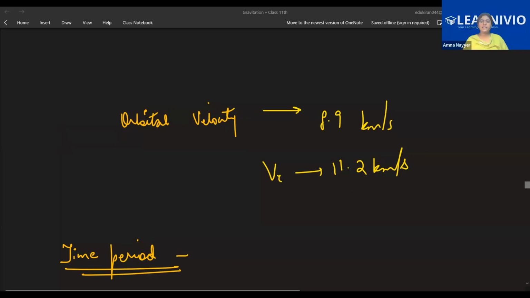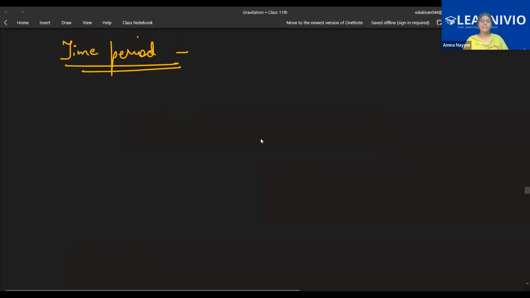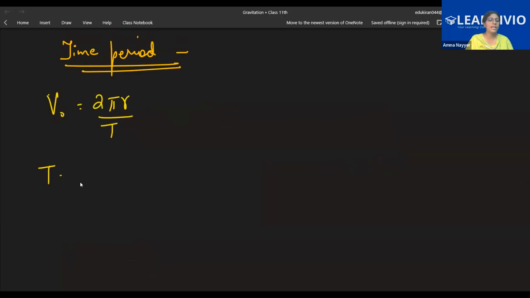Okay, class, let us derive the time period. Time period has the usual formula, the relation of speed, distance and time. So speed is equal to distance upon time. Distance will be 2 pi r, so time period is 2 pi r by v naught. Now, we've already studied that v naught is root GM by r.